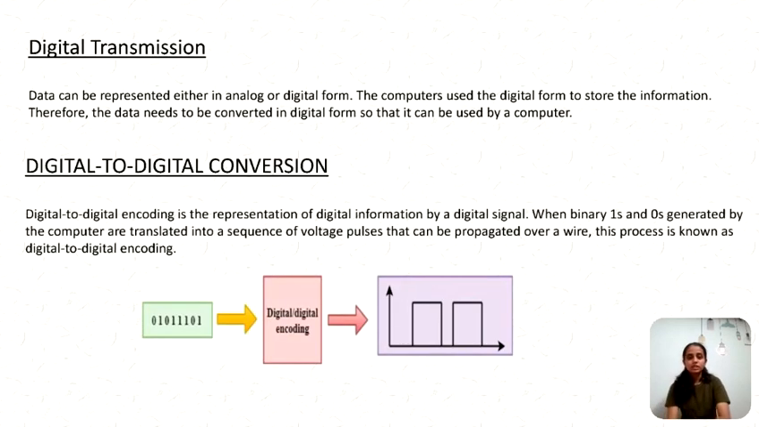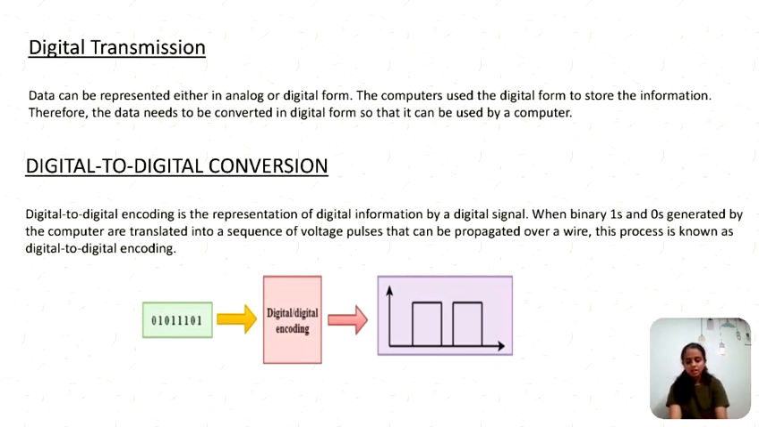Next, we'll move on to digital transmission. Data can be represented either in the analog or digital form. Computers use the digital form to store the information. Also, the data needs to be converted into digital form so that it can be used by a computer. Now, what is digital to digital conversion? It is a process of converting the digital data into a digital signal. It is called line coding, which helps the receiver to get the original bits.